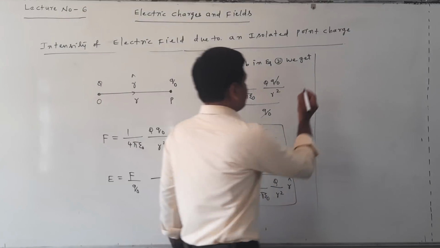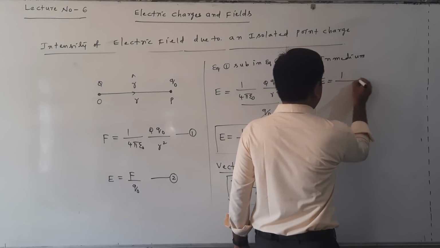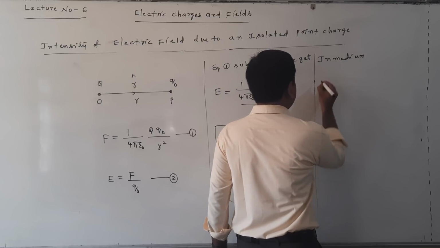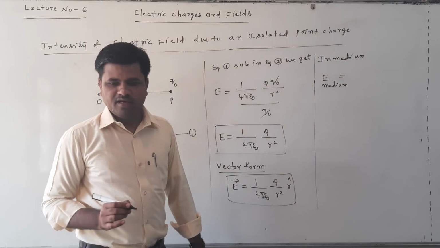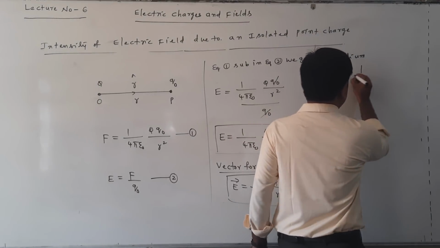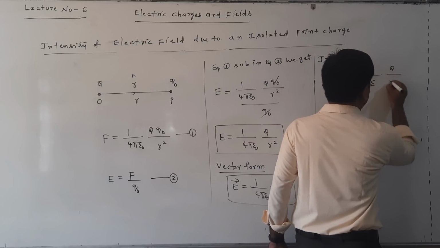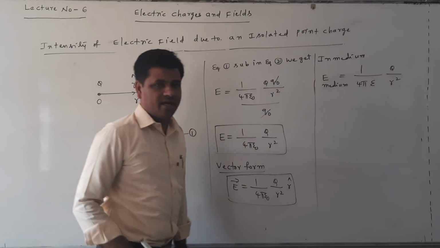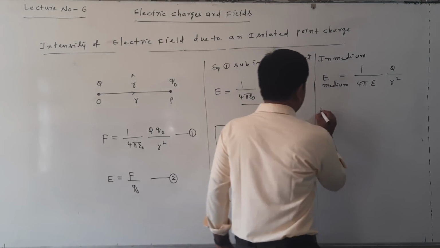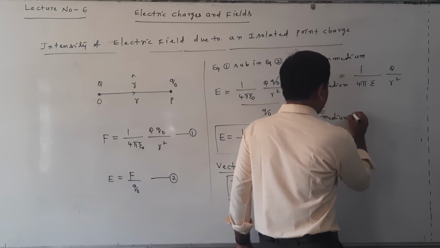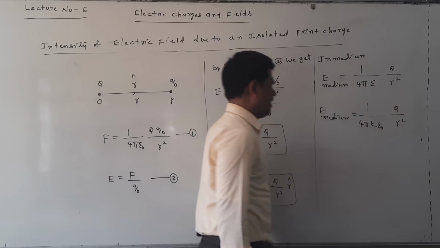Now, in a medium, how do we write these equations? This is the electric field intensity in the medium. Writing the magnitude form first, in the medium it can be written as 1 by 4 pi, and in place of epsilon naught we have epsilon, into q by r square. Epsilon is the permittivity in the medium, and epsilon naught is the permittivity in free space. Another way: E medium is 1 by 4 pi k epsilon naught into q by r square.